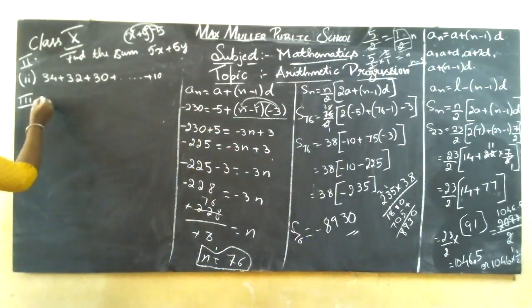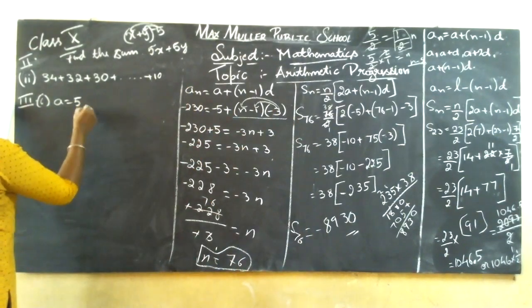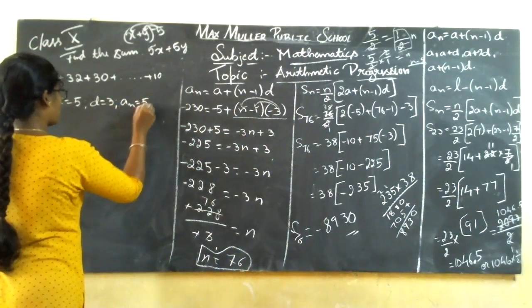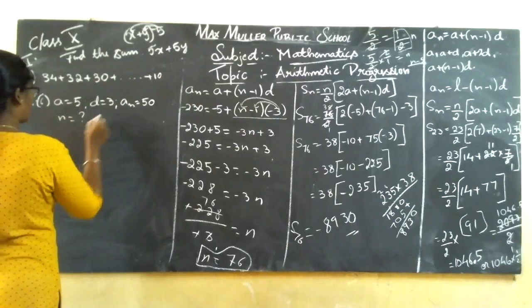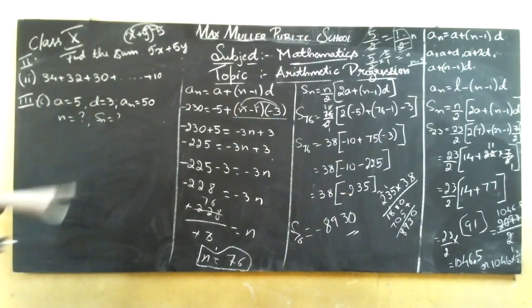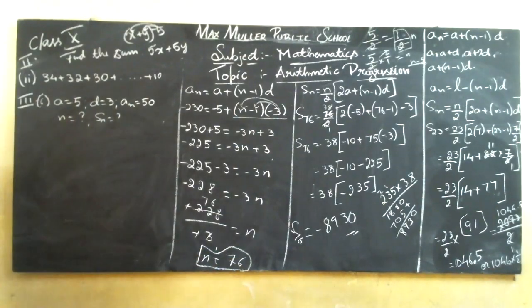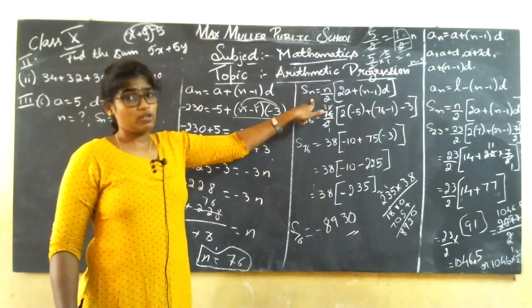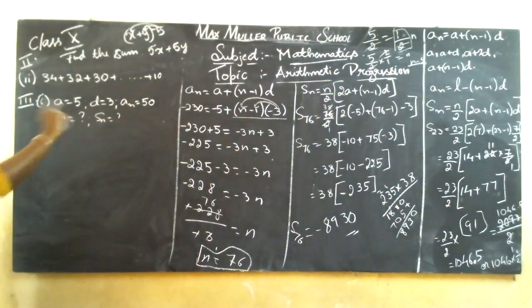So, the first one, given a is equal to 5, d is equal to 3, an is equal to 50, and you are going to find the value of n and the value of Sn. So a, d and an are ready for you. You are going to directly apply the formula, find the value of n, then apply the value of n to the Sn formula and find the value of Sn. That's all. Similar steps, you are going to do here itself.